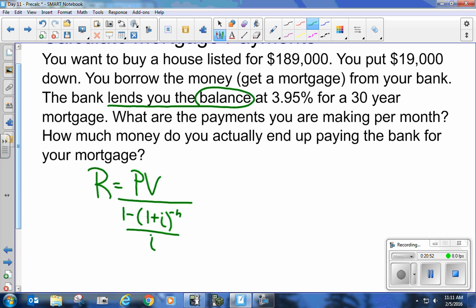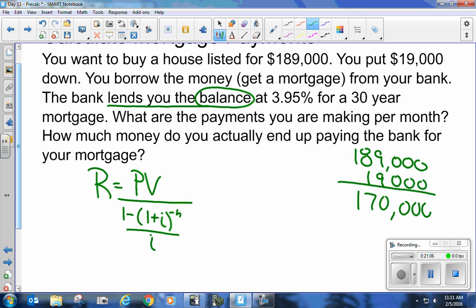Oh, it lends you the balance. So how much are you borrowing? 170,000. Right. Well, it costs 189, right? You're putting 19 that you already have down. So how much left do you need to buy the house? That's your PV. The 170 grand that you borrow, that's your present value.